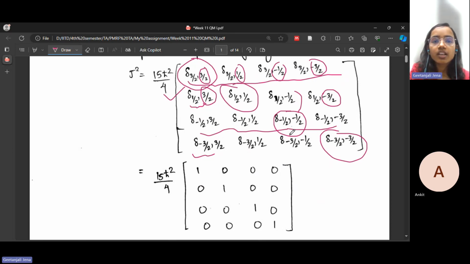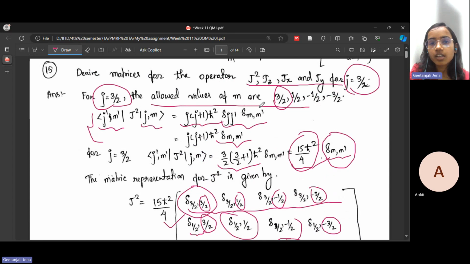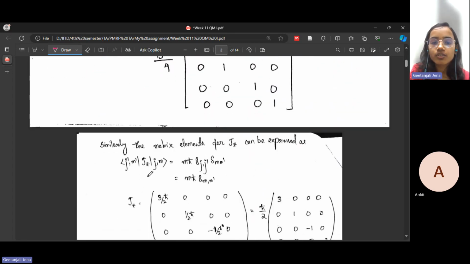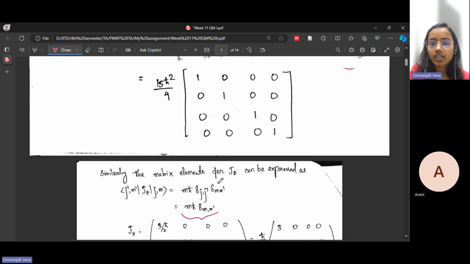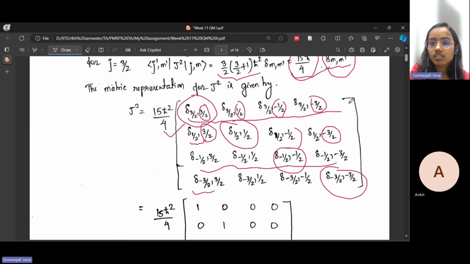Similarly, for J square you have already determined it. Now for J_z, you know that the eigenvalue is mħ. So instead of j(j+1)ħ², you will have mħ δ_mm'. Similar to the J square matrix, for J_z also you have to write the Kronecker delta expression for each component and see whether m and m' are the same or not. If they are the same, then it is 1. If they are not, then it is 0.